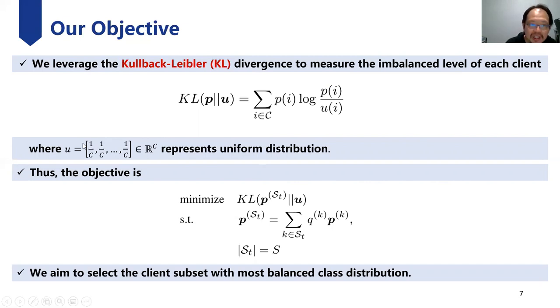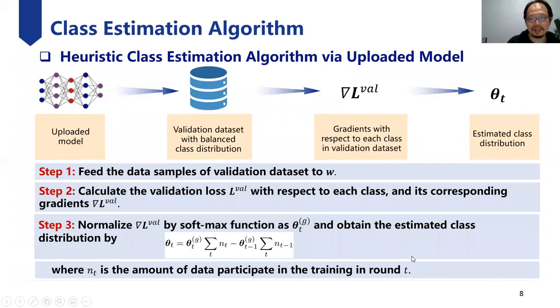As you can see, that represents the uniform distribution to ensure that everything is uniform. Therefore, our objective is to select the client subset with the most balanced class distribution. So in this way, it allows us to do our selection carefully, so then we can get the most balanced one.